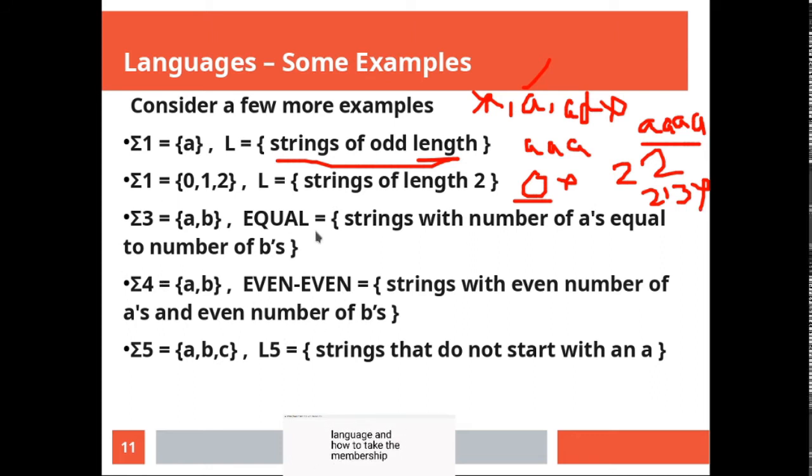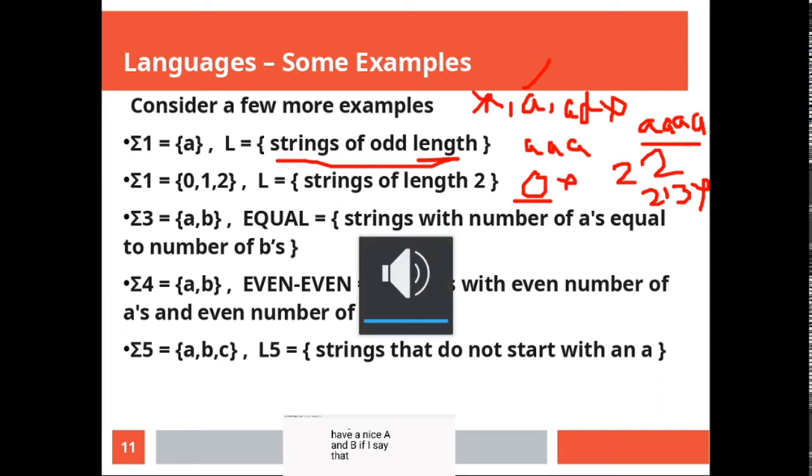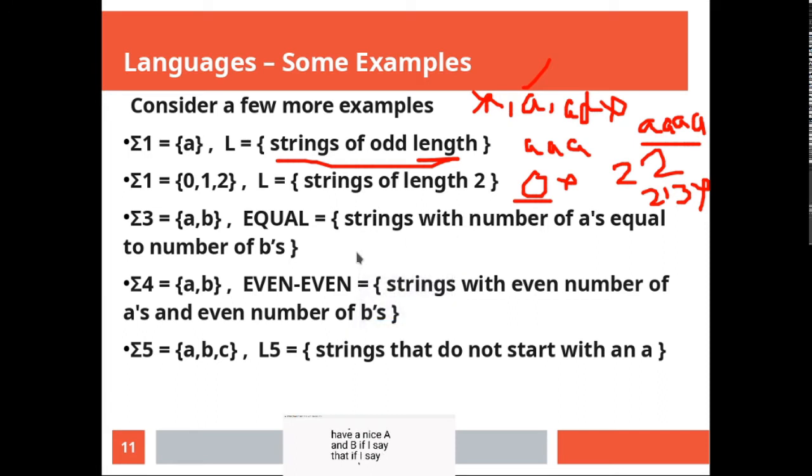Now let me talk about a special language which is defined over A and B. You could have 0, 1, you could have CC, but A, B, C, you could have any symbol over here, but here we are taking the alphabet to be A and B. So if I say, let's talk about, if I say A, is it a part of this language?